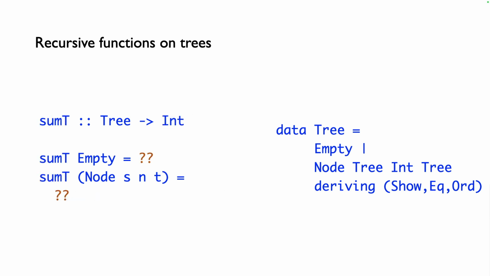Now, suppose we had to define the sum of a tree. There we'd be doing something similar, except we would take account of the values held at the nodes. So as an exercise, why not think about how to do that? And in the case of the node, you would expect to use sum on the two subtrees and also the value n. So that gives us a range of functions over trees.